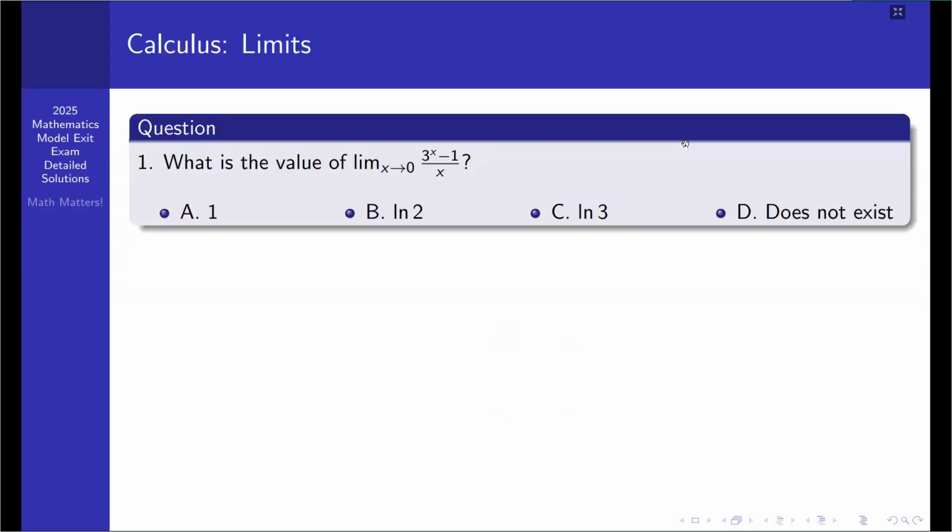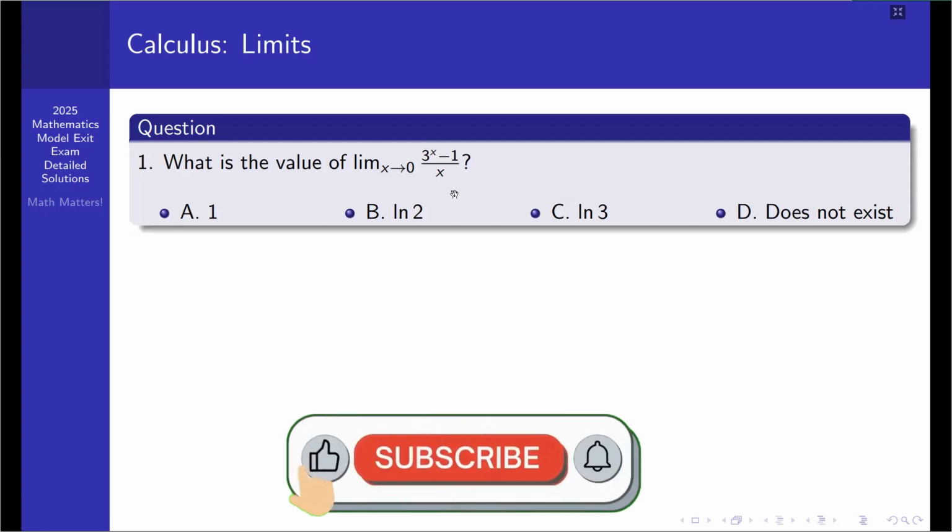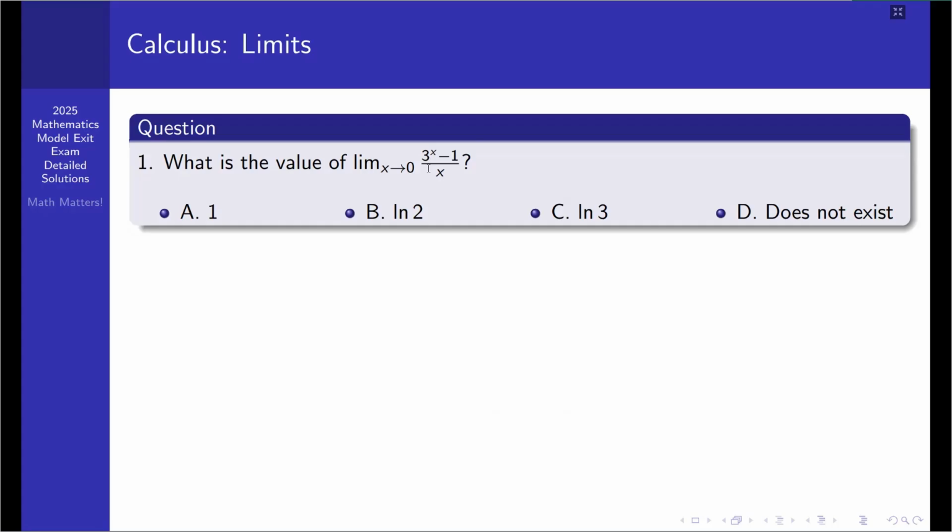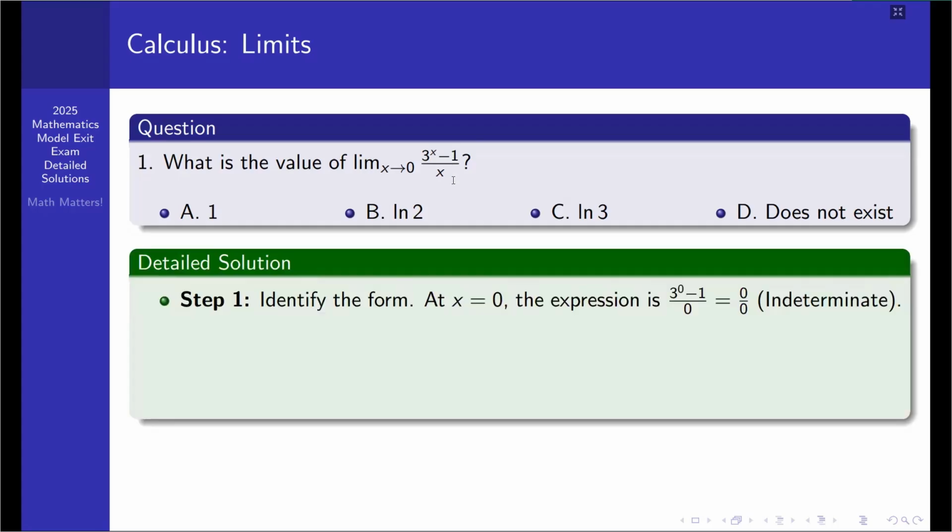The first question is calculus, a limit. It says, what is the value of limit of 3 to the power of x minus 1 over x? And then the alternatives are here. We know that this is a rational function containing an exponential term. If we directly substitute 0 for x, we have 0 over 0, which is an indeterminate form.